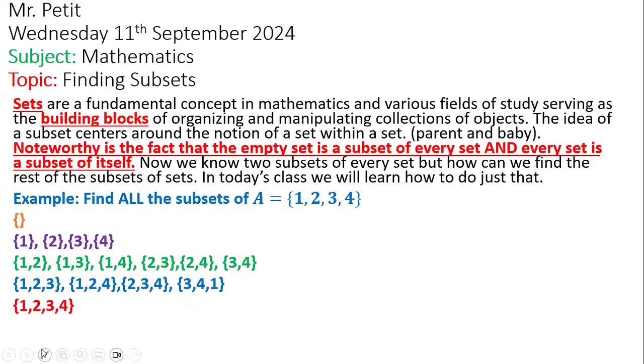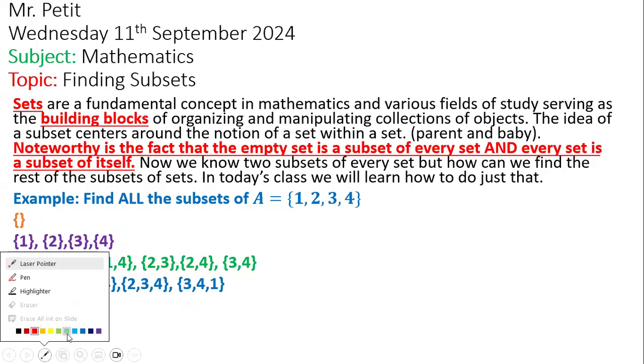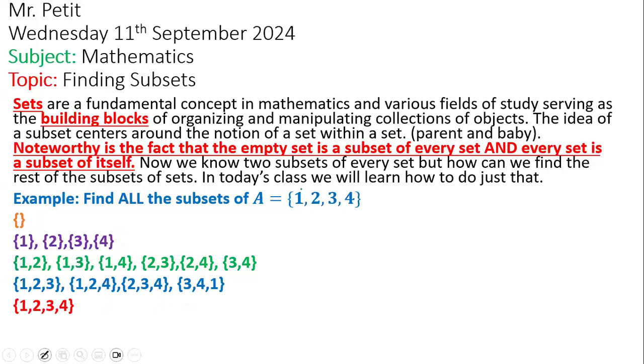Okay, so let's show how we got that. The first thing we do is we do 1, 2, 3. Mr. Petit, you said the same set couldn't be shown twice, right? Yes. You can't have the same one twice. So 1, 2, 3 is the first one. That's how we got that one, right?